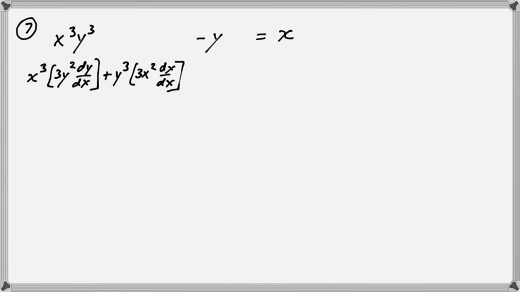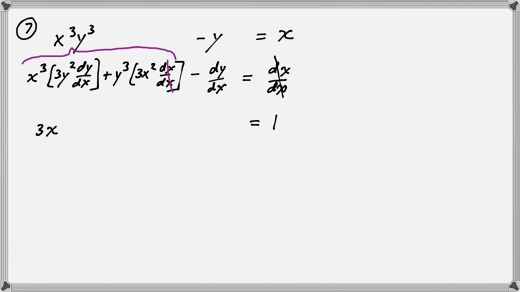Now, that all right here is my product rule. dx/dx is a 1. Minus the derivative of y, where you put dy/dx, equals the derivative of x, which is dx/dx, and that dx/dx becomes a 1. So let's clean this up, put it in alphabetical order. 3x³y² dy/dx plus 3x²y³. Now the only minus dy/dx.